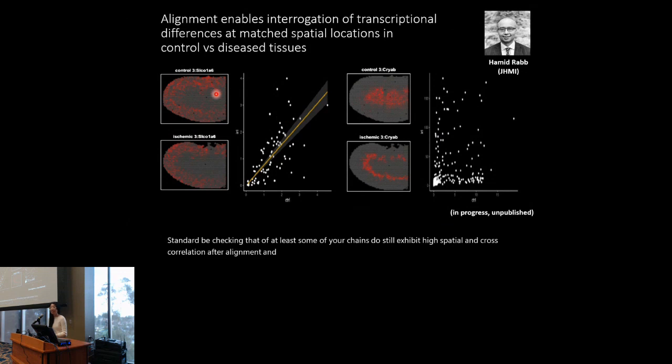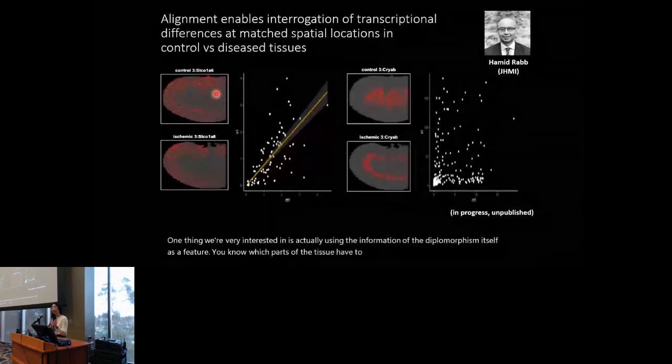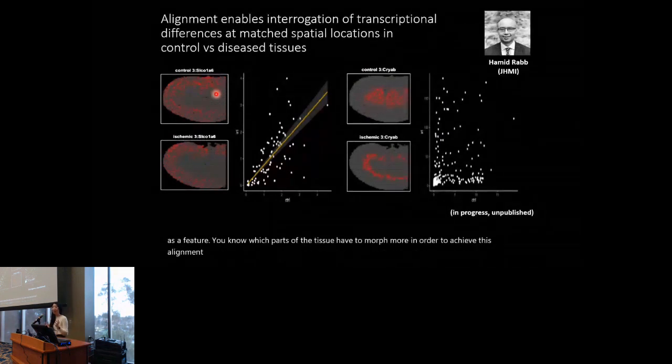And of course, I think one thing we're very interested in is actually using the information of the diffeomorphism itself as a feature: which parts of the tissue have to morph more in order to achieve this alignment. I think that could be other areas of interesting spatial analysis that would be quite neat.